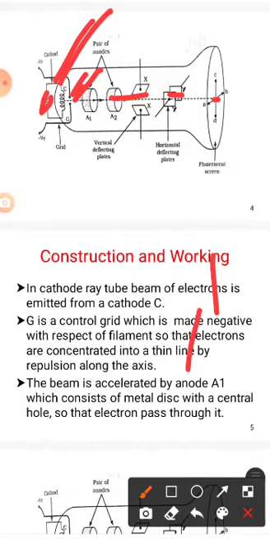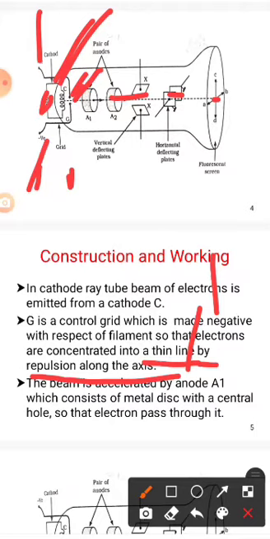Here G is a control grid, which is made negative with respect to the filament, so that the electrons are concentrated into a thin line. It means that when the electrons are emitted from the cathode, they will form a thin line by repulsion along the x-axis.